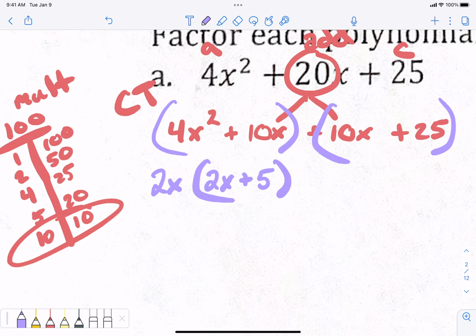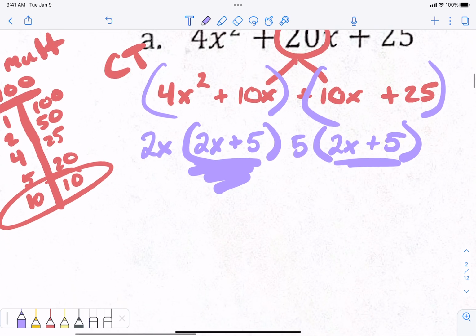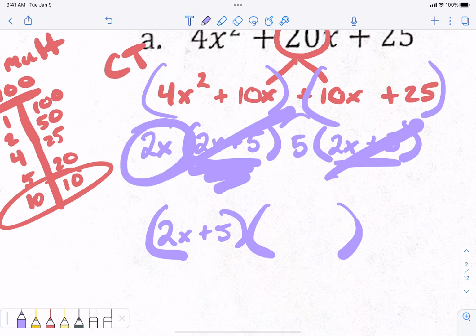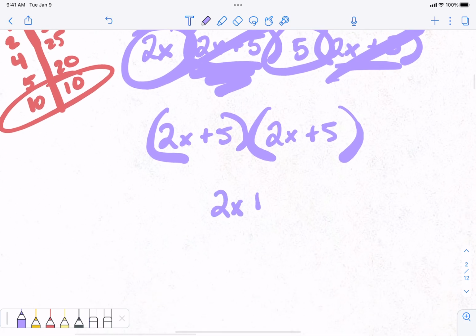Out of the second grouping, what can you pull out? 5. A 5. So I'm going to do 5. And 10x divided by 5 is 2x. 25 divided by 5? Well, it better be 5 because it's got to match this guy, right? Like we know that, okay? Now, 2x plus 5 and 2x plus 5, those guys match. So I'm going to list them. 2x plus 5, okay? And then my second grouping is what's left over. This right here, 2x plus 5. They're both the same group. Would you be able to write it like squared? You betcha. 2x plus 5 squared, okay?